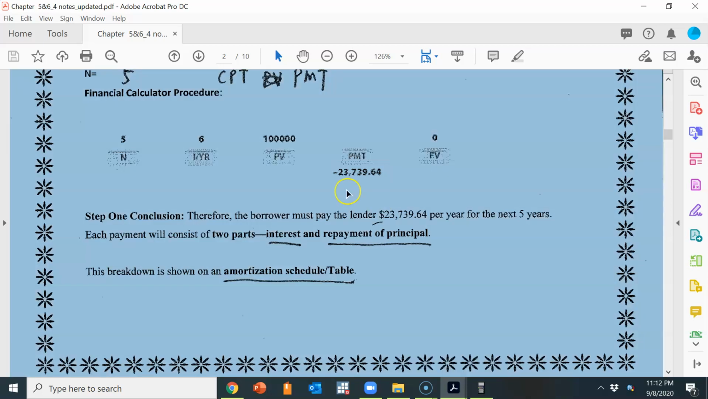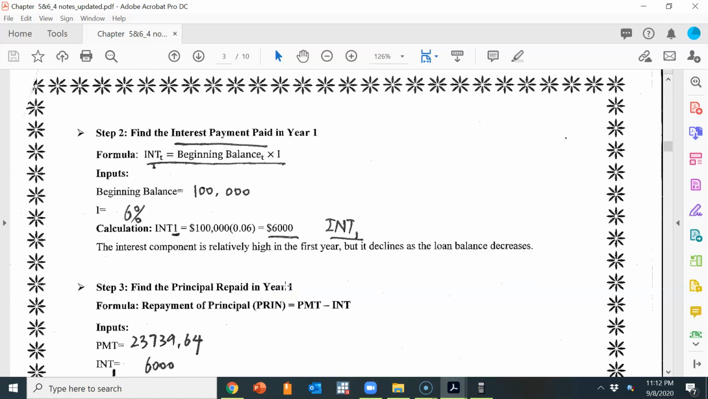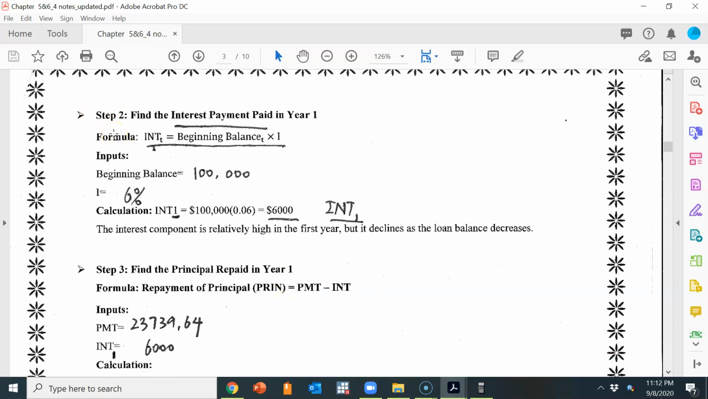So out of this 23,000, how much is the interest you're paying for each year and how much is the principal you're paying for each year? We're going to show them in a table called an amortization table, and we're going to calculate the amounts year by year. Okay, so step 2, let's first find the interest payment in the first year. From the question, by definition, we know that the interest we'll be paying each year is the beginning balance in the account in each year multiplied by the interest rate.